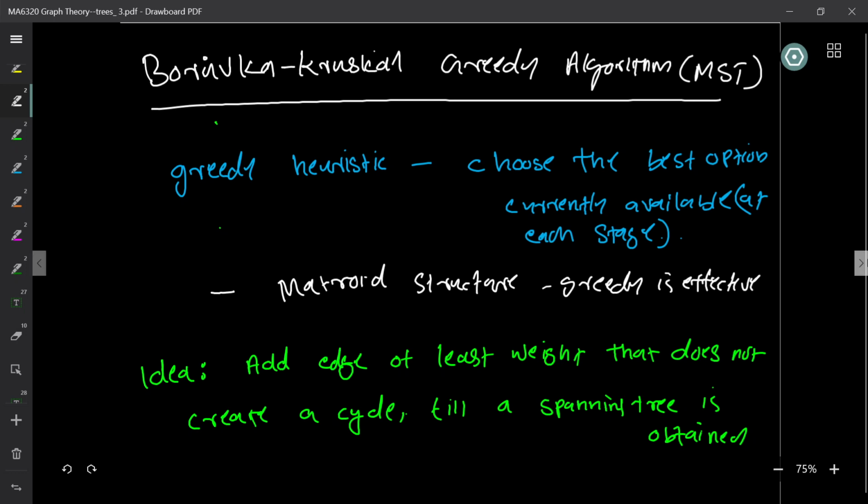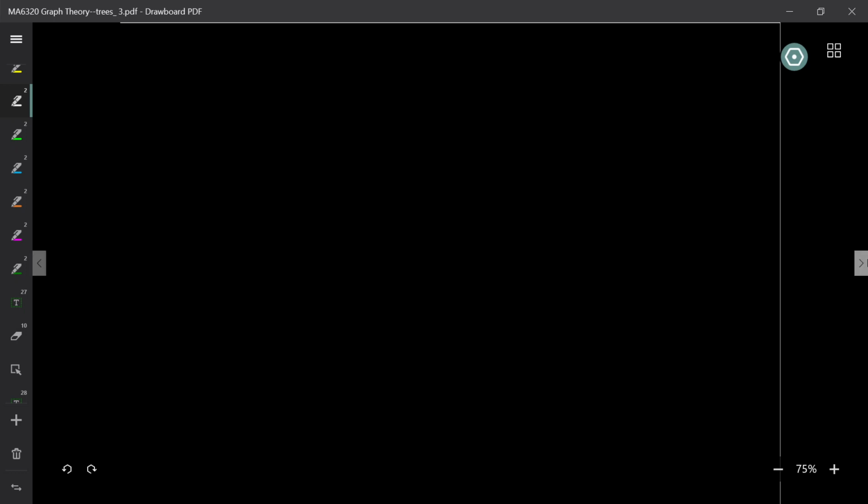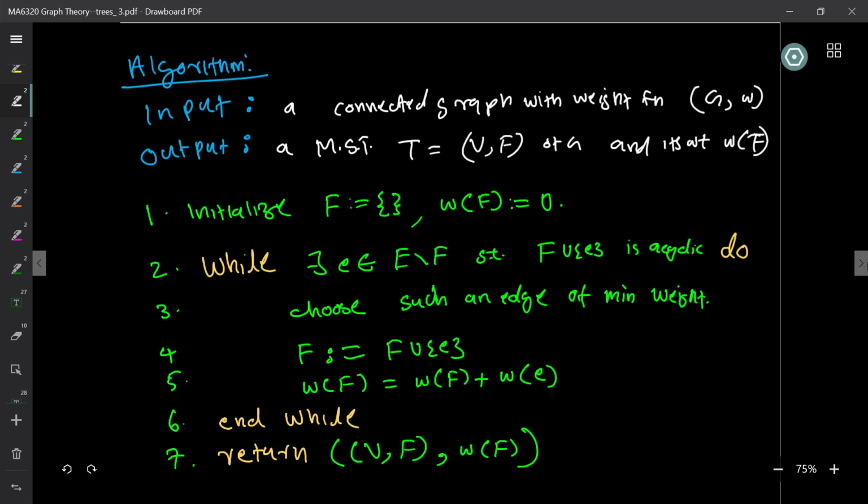Okay, so let us see how the algorithm works. So here is the algorithm. You have an input, which is basically a connected graph with a weight function, let's say W. So G comma W is the input of the algorithm. Then we have the output, which is a minimum spanning tree T. You are given the vertex set V itself, and then F is the set of edges that forms the subgraph which is a spanning tree, and its weight, the total weight of these edges. So this will be the output of the algorithm.